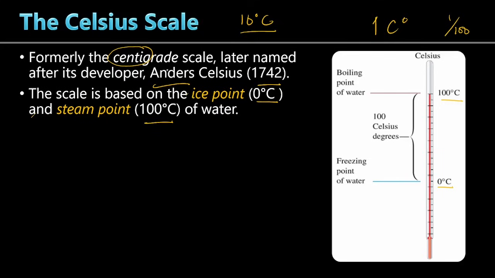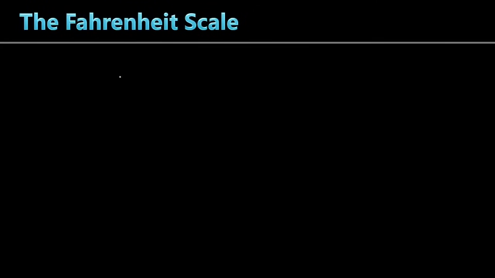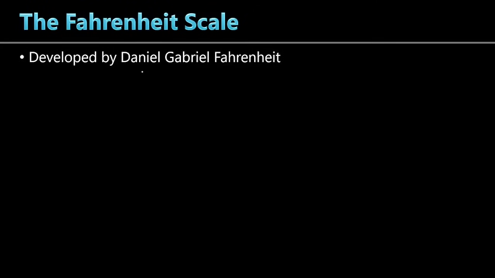Now, as I have mentioned, this Celsius scale is used popularly in a huge majority of countries around the world, except in the United States. Why? Because in the United States, they are still using the Fahrenheit. Yang Fahrenheit na yan na dinevelop ni Daniel Gabriel Fahrenheit ay isa pang temperature scale kung saan ang reference temperatures pa rin ay steam point at saka ice point of water.